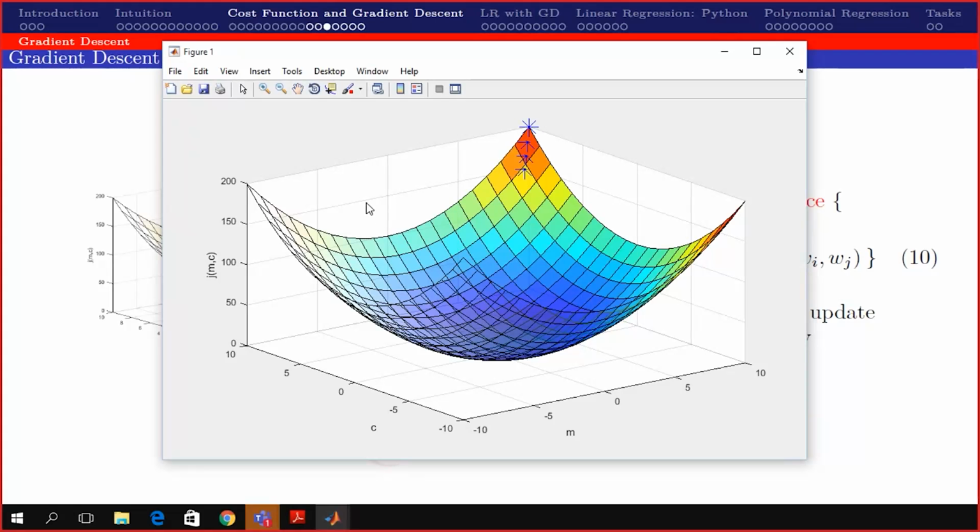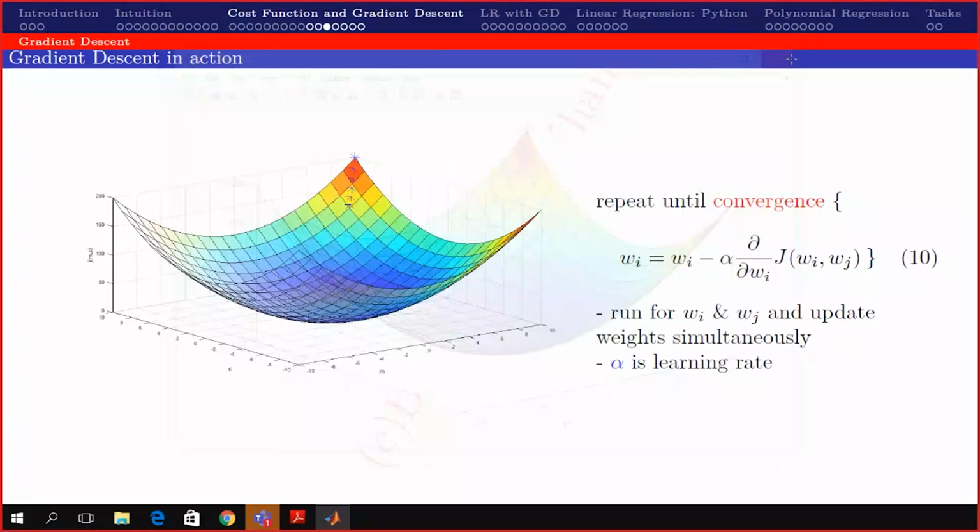I'm not able to rotate it. Let me rerun it.